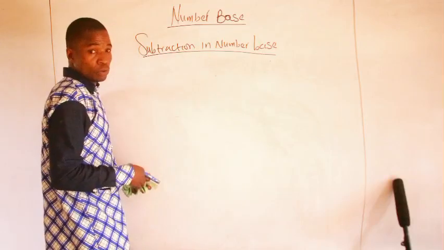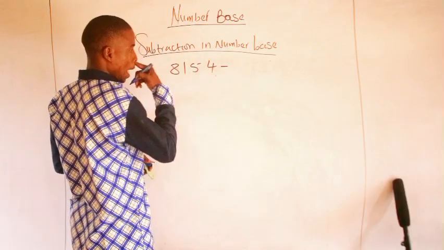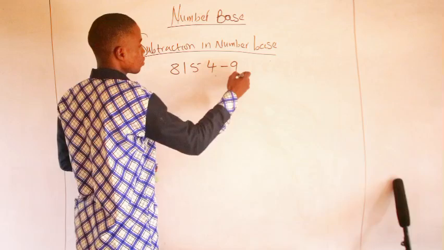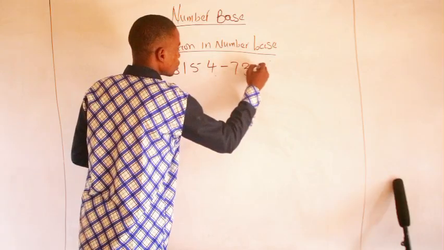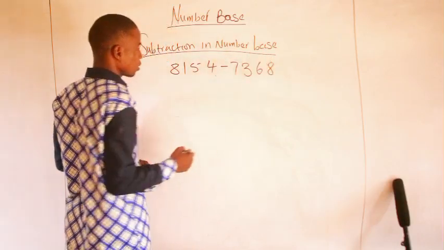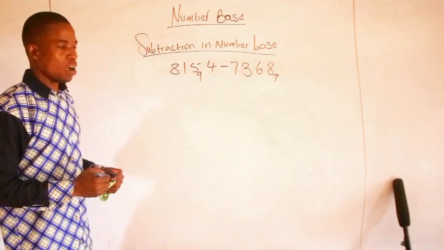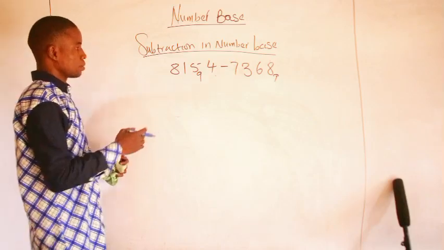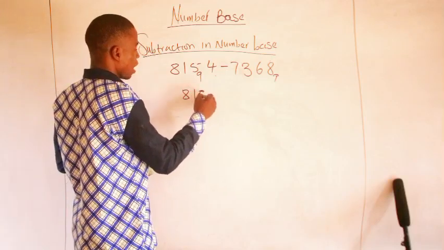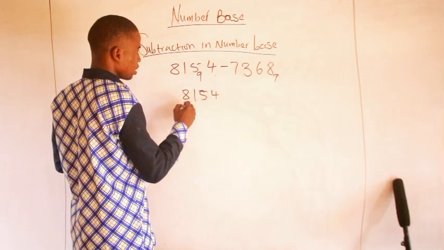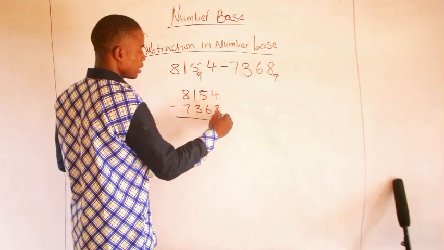We are looking at another one, which is 8, 1, 5, 4 minus 7, 3, 6, 8. Now, base 9. How can we do this? Very simple as ABC. Now, you arrange it in the way you normally arrange: 8, 1, 5, 4, minus 7, 3, 6, 8, base 9.